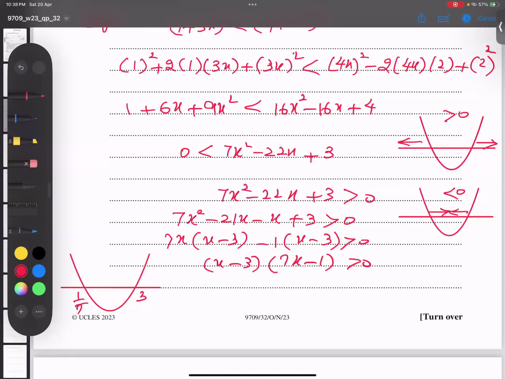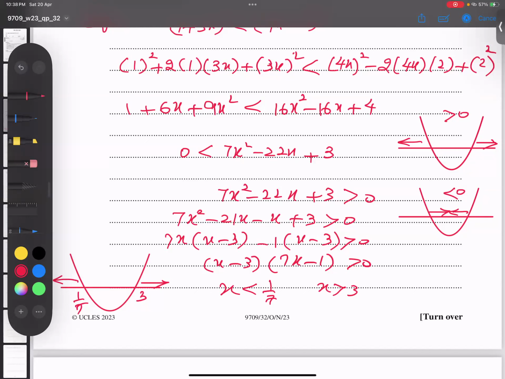So I believe the point is clear. And how to answer in this particular situation, we have to answer is outside. This is my first arrow, second arrow. And how to answer: less than 1/7 and more than 3. And you know, students, what is the technique? After having these values, we will check in the calculator.